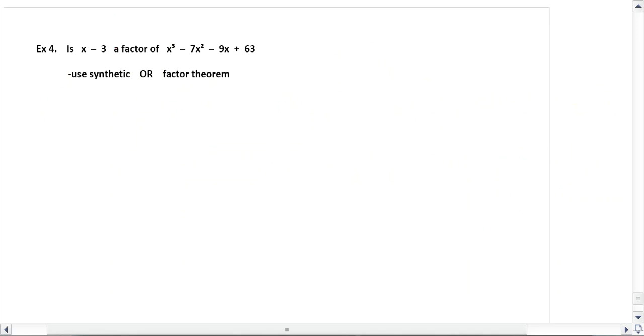In the next example, you're asked yes or no. Is x minus 3 a factor of this polynomial? Well, we know from the factor theorem that if you plug in the root, which in this case would be 3, if you plug that in for x and you end up with a remainder of 0, then we can say yes, it's a factor. Or you could go ahead and use synthetic, your choice.